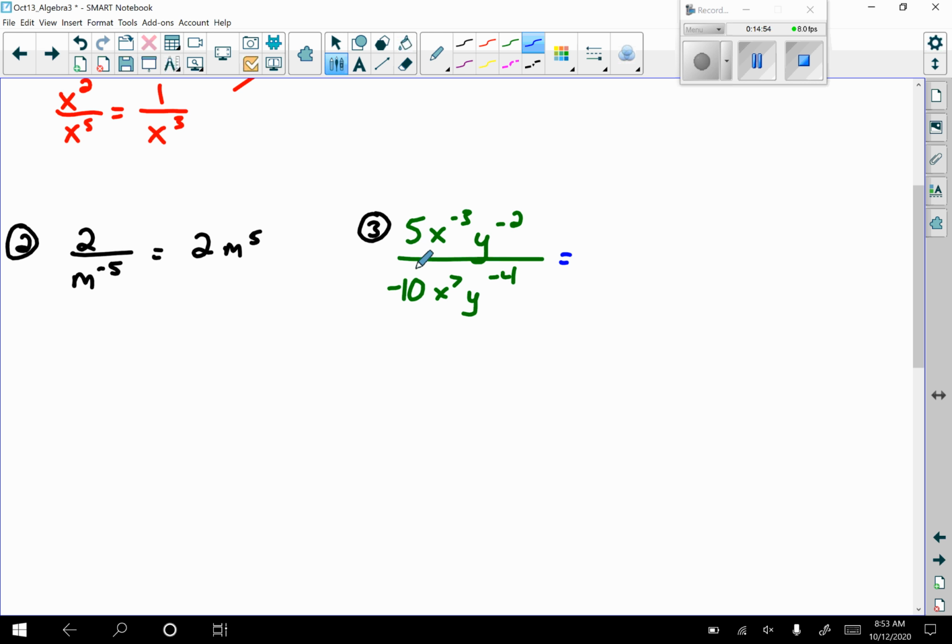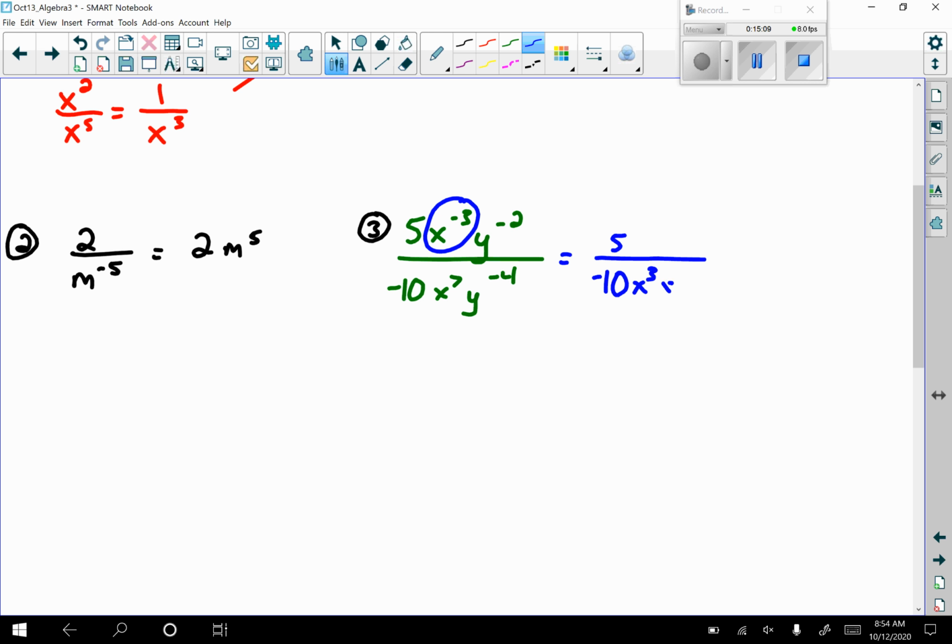Well, the 5 and the negative 10 are coefficients, so they don't follow this law. They're going to stay there. So I'm going to leave those there for right now. And I'm just going to go through and flip any negative power. So that's going to be x to the negative third. That's going to move to the bottom and become positive.